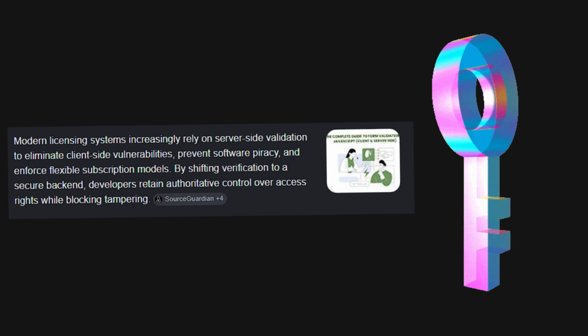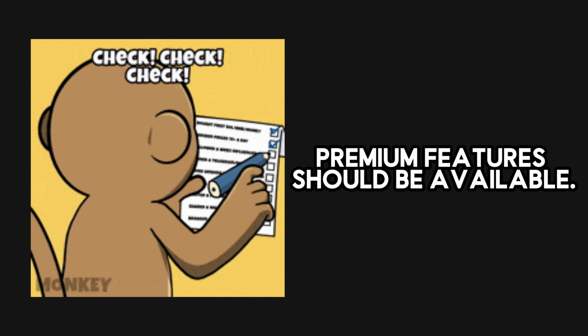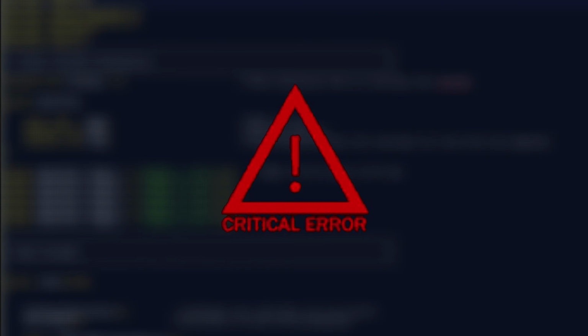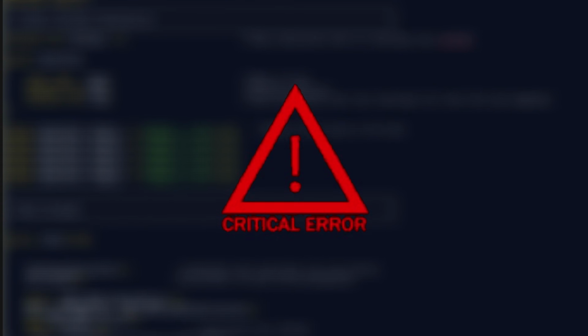Software may also contain numerous checks that determine whether premium features should be available. These checks act like security guards standing between the user and restricted functionality. If a weakness exists in the way those decisions are implemented, the protection can become ineffective.